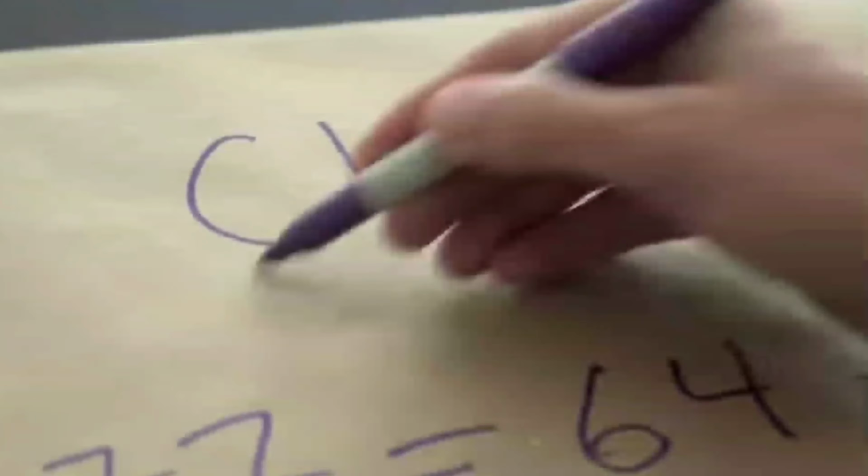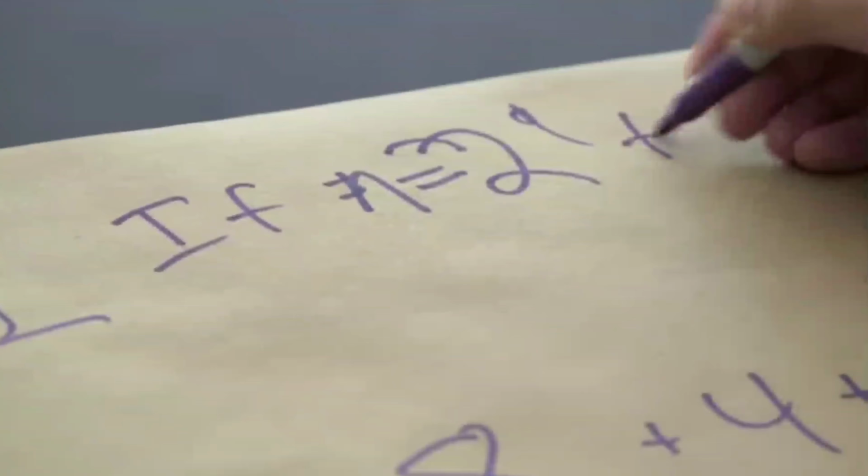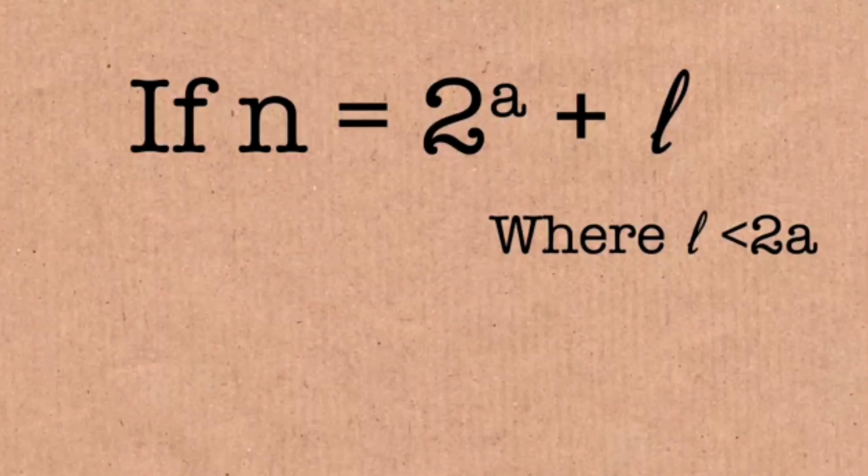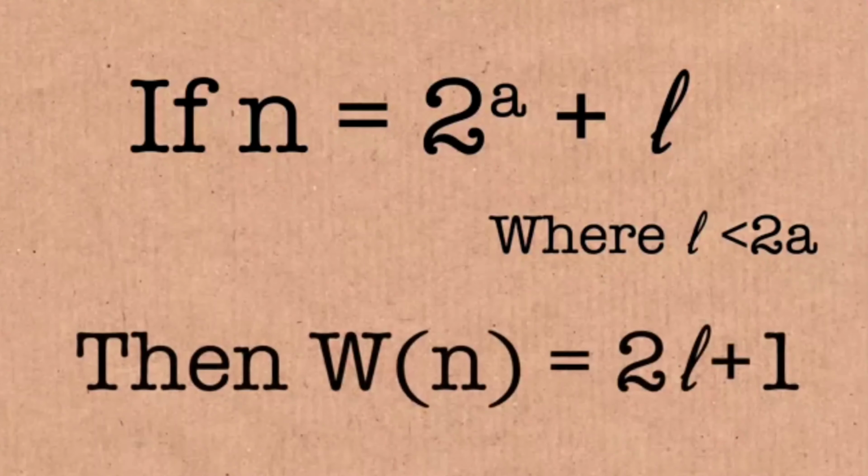The theorem, or the claim, is that if you've written n in this way, so if n is 2 to the a plus L, where L is less than 2 to the a, it has to be strictly smaller. So in other words, 2 to the a is the biggest power that sits inside of n. Then the winning seat is going to be 2L plus 1. So we've already seen it was true here.